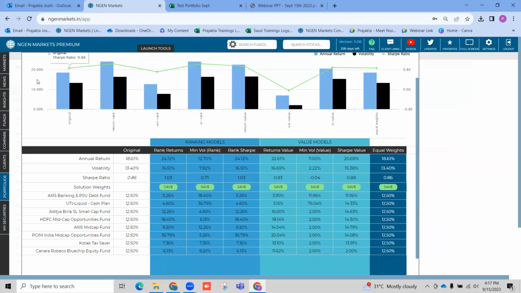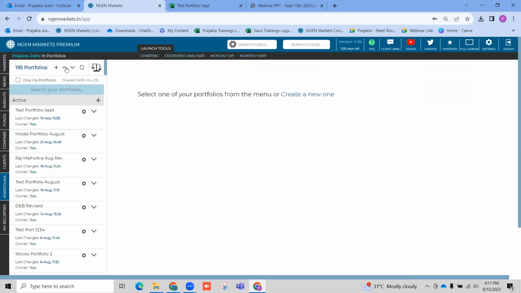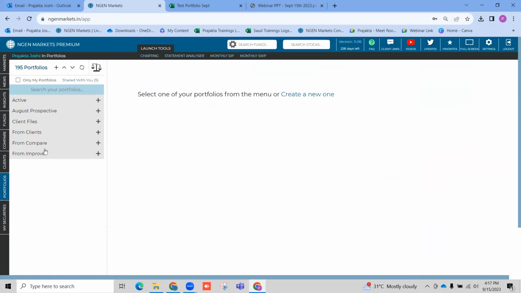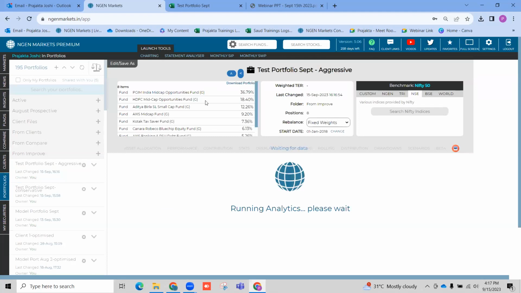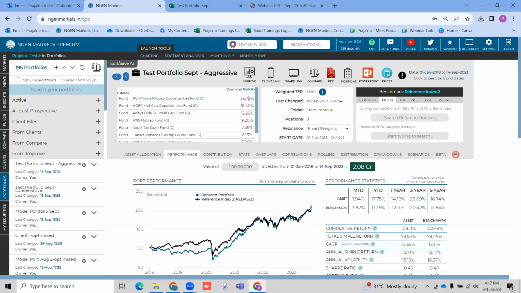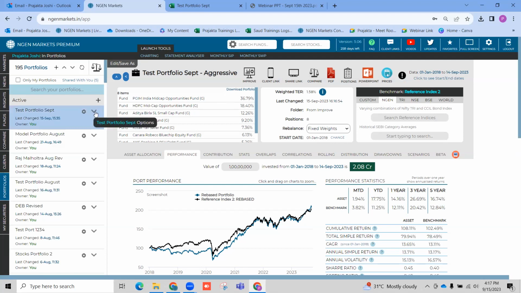So let me quickly come there and show how it has gotten saved. Because we saved it from the improve functionality, you will see this portfolio saved under the improve folder. You click on this and you will see that this was created just now, test portfolio September aggressive. When you click on this drop down and click on run, you will see the weightages that were there in the optimized model, with PGIM being given the highest weightage. Once this portfolio is saved, we will go ahead and compare its performance against the original equal allocated portfolio.